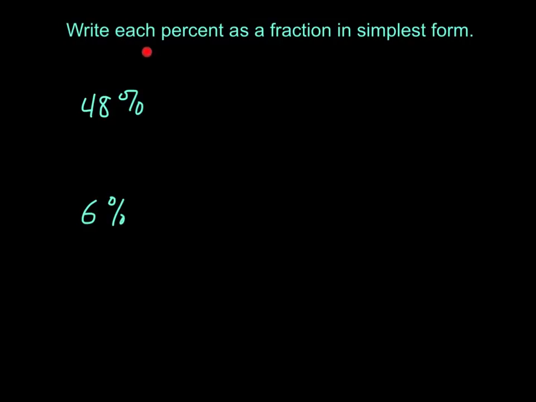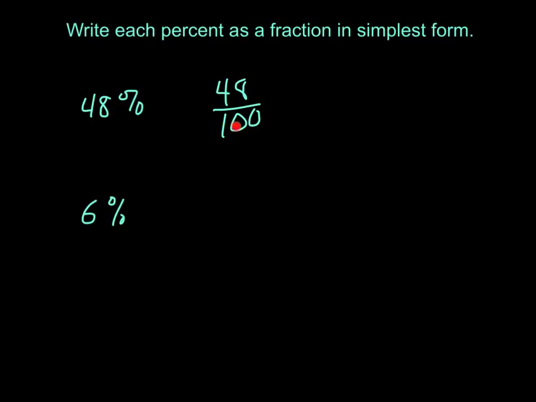Alright, now I'm asked to write each percent as a fraction and to put it in simplest form. So to start with, in this first one here, it's 48%. I know that means it's 48, and percent means out of 100. Now I have to do simplest form. So remember, when I'm looking for simplest form, I want to know what can I divide into each of those.